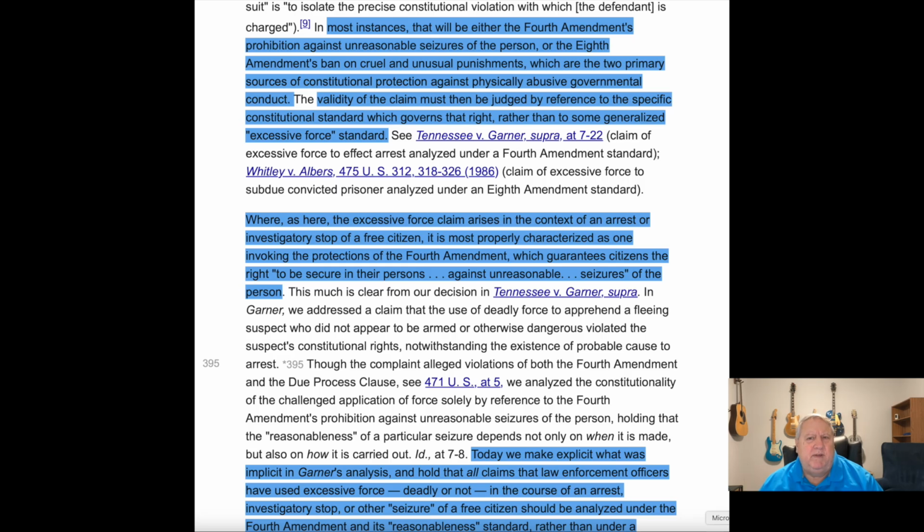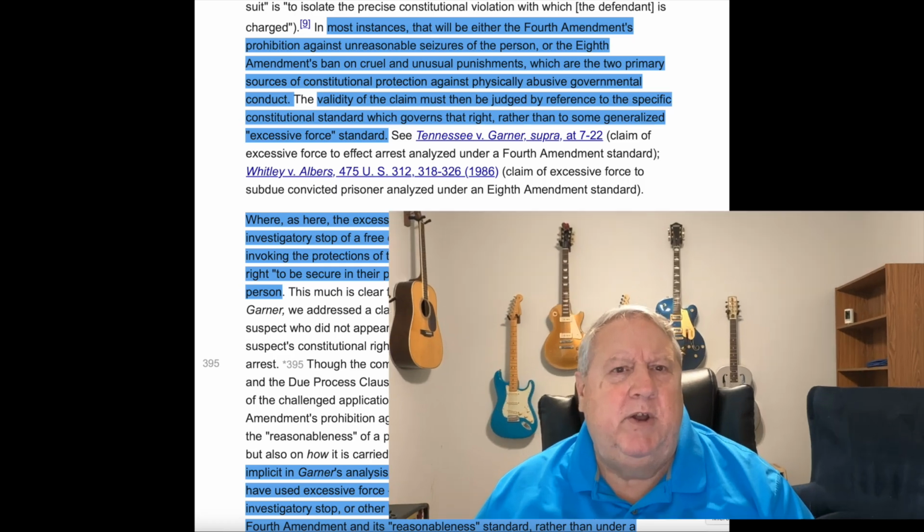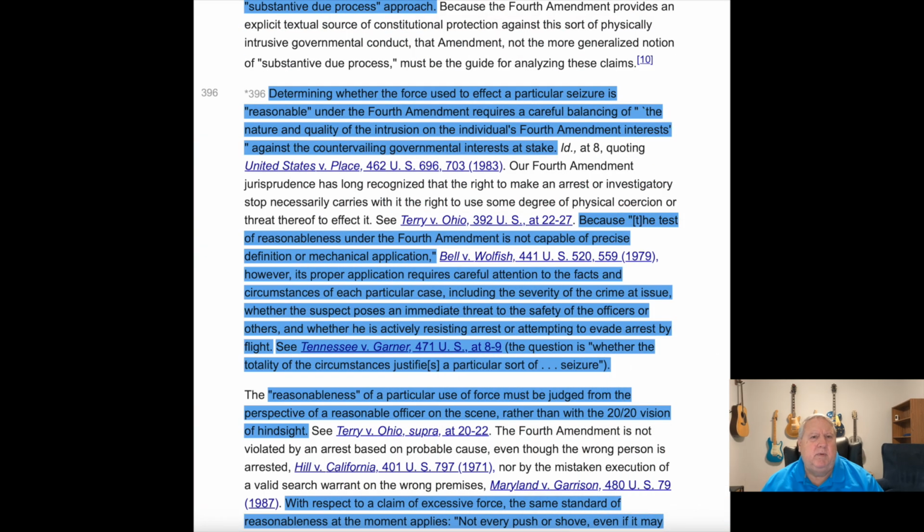Today we make explicit what was implicit in Garner's analysis and hold that all claims that law enforcement officers have used excessive force, deadly or not, in the course of an arrest, investigatory stop, or other seizure of a free citizen should be analyzed under the Fourth Amendment and its reasonableness standard rather than under a substantive due process approach.